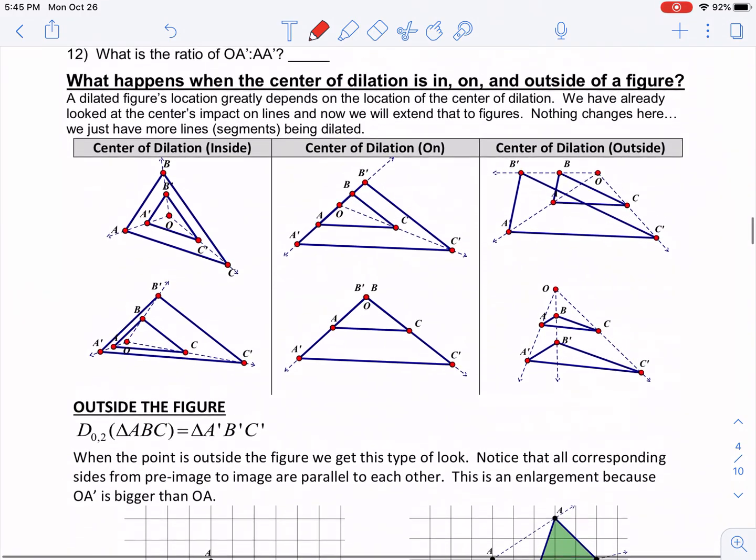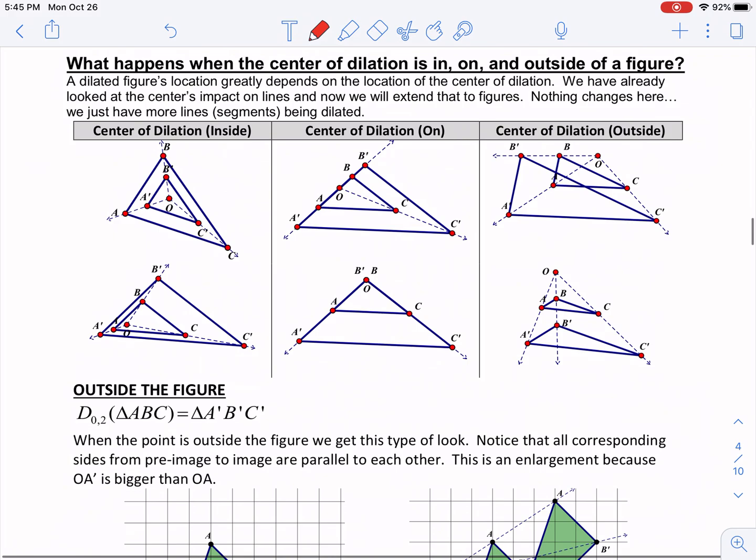Then what I want to do is skip down and look at the different situations we can have depending on whether we're talking about a center of dilation, so where are we dilating from, okay, that center of dilation, whether that's on the inside of a figure, on the figure itself, or outside the figure, okay?